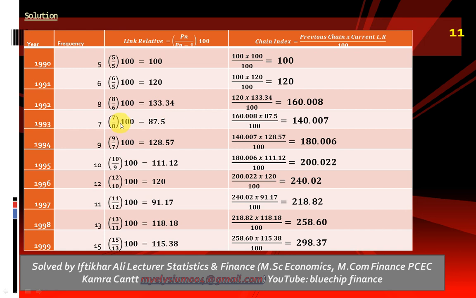For 1993, current price is 7, previous time period price is 8, multiplied by 100 gives 87.5, and so on. And chain index is previous chain multiplied by current link relative divided by 100. So for 1991, previous chain is 100, current link relative is 120, divided by 100 equals 120. And for 1992, previous chain is 120 multiplied by current link relative 133.34 divided by 100 equals 160.008, and so on.